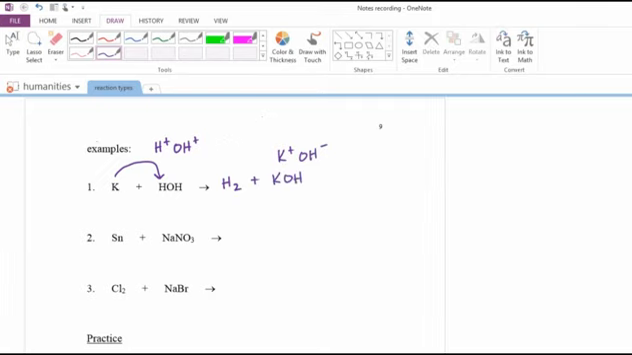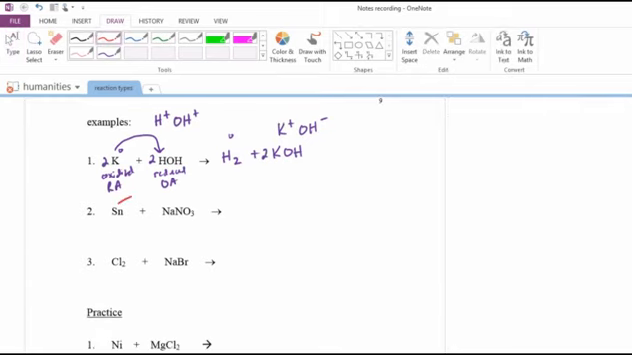So see, K over here with 0 goes to plus 1, so K was oxidized, which makes it the reducing agent. Hydrogen goes from plus 1 over here to 0. So hydrogen was reduced, which makes it the oxidizing agent. Now we need 2 hydrogens, so then we need 2 hydroxides, so then we need 2 potassiums.